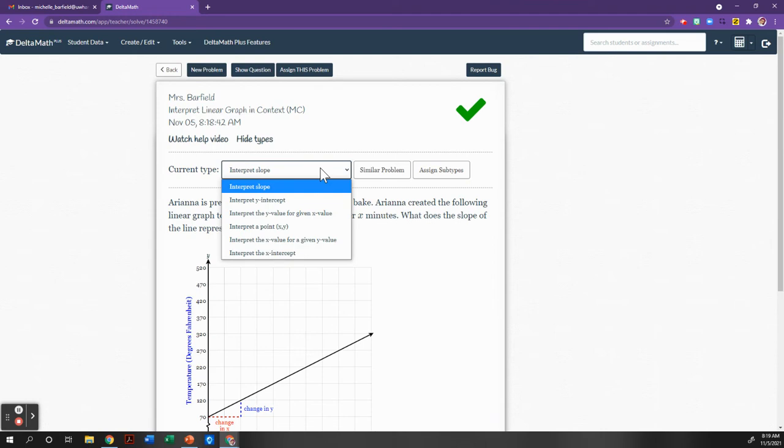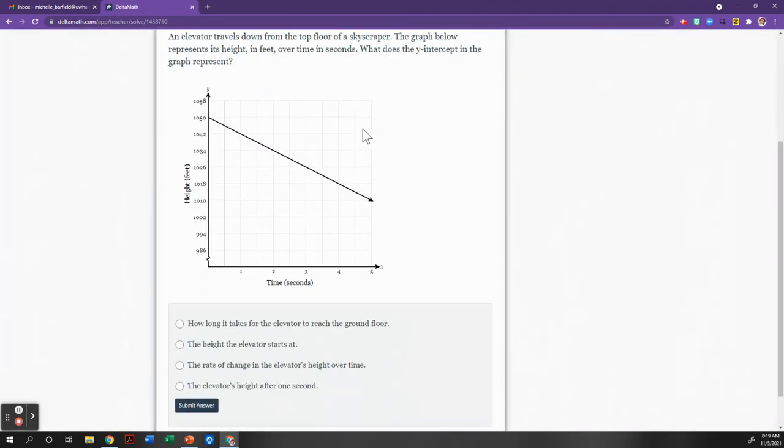So now let's look at another example. It says an elevator travels down from the top floor of a skyscraper. The graph below represents its height in feet over time in seconds. What does the y-intercept in the graph represent? The y-intercept is your starting value. So not here at 1, but all the way back here in the corner. Go all the way up to wherever this line is. So we're looking for anything that talks about 1050. But we've got to be smart about it.